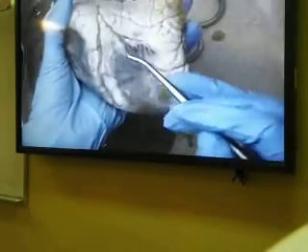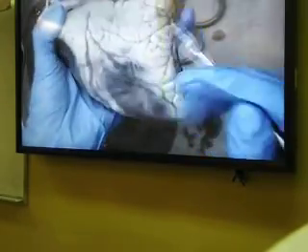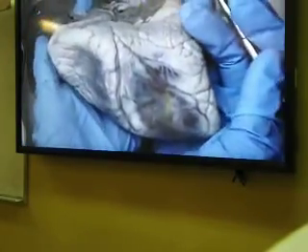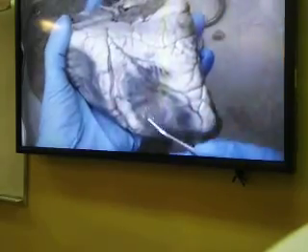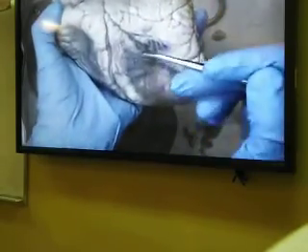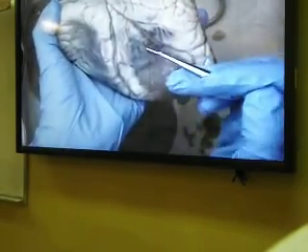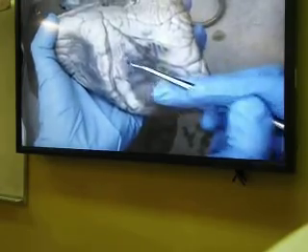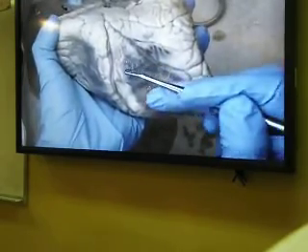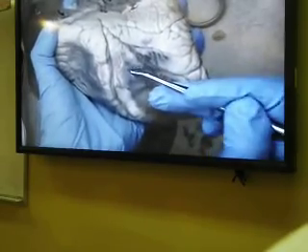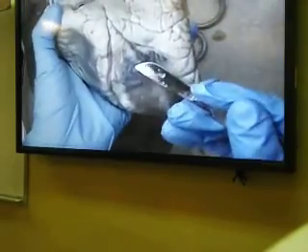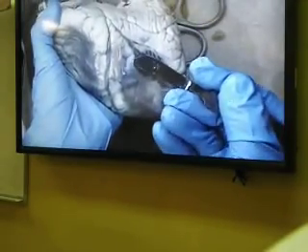So before we go further, one more thing. When you are seeing this heart, as we said, the parietal pericardium has been taken out of the heart. So the heart was taken out of the parietal pericardium. However, you see what I am pushing here, this is the visceral pericardium. So this whitish looking membranous structure that you see underneath is actually the visceral pericardium.